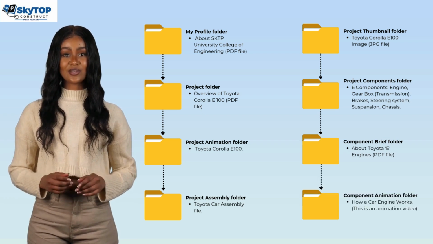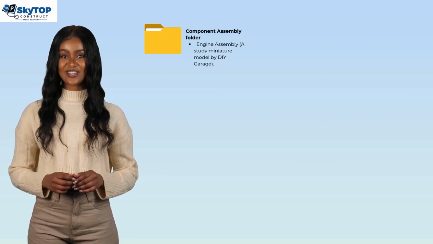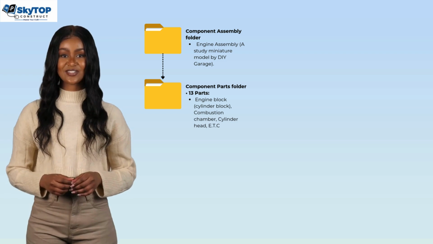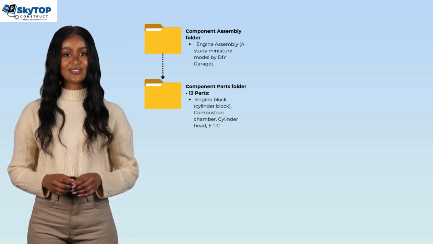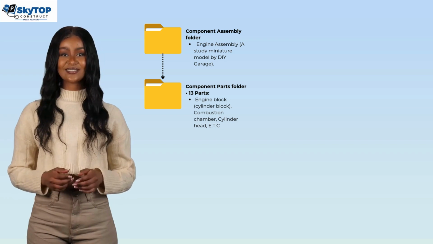Component Animation folder contains an animation video on how a car engine works. Component Assembly folder contains the engine assembly video. Component Parts folder contains detailed information on 13 parts, such as the engine block, combustion chamber, cylinder head, etc.